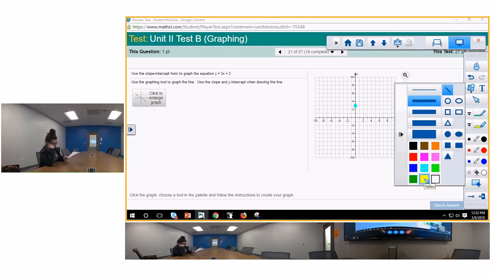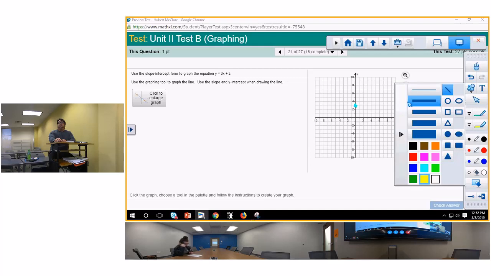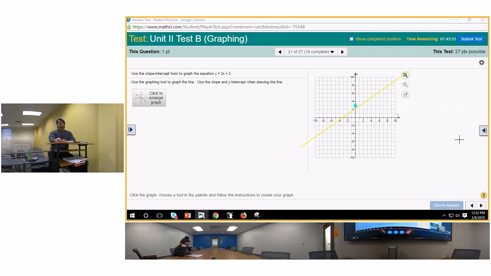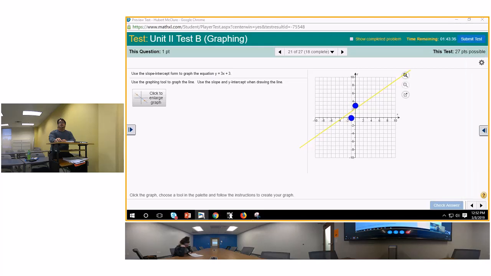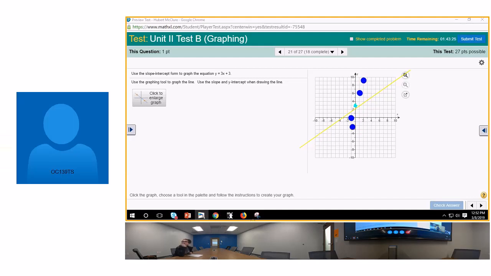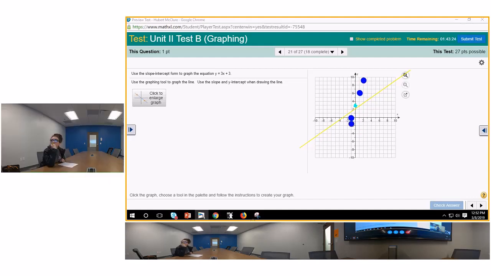Left to right, up, because what's in front of the 3? Positive. And now I'm going to plot points. I'm going to plot points in blue because I'm just going to use this big point right here. So 3 up or 3 down, whichever one you want to do. 1, 2, 3, 1 over. Go up. 1, 2, 3, 1 over.